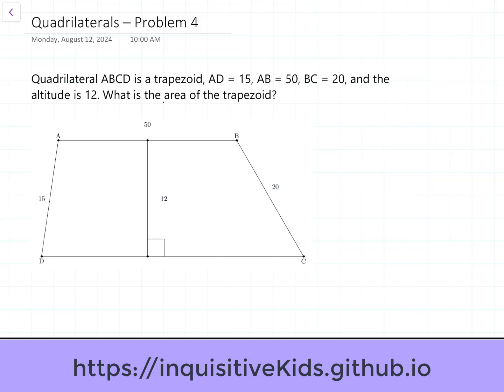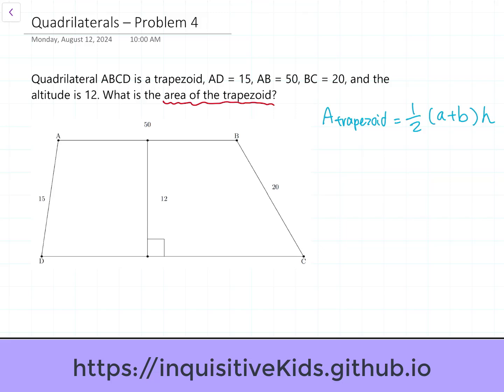So here we're trying to find the area of the trapezoid. Do you remember the formula to find the area of a trapezoid? Well, the area of a trapezoid is equal to 1/2 times the sum of its upper side and its bottom side, so I'll write (A plus B) times the height.